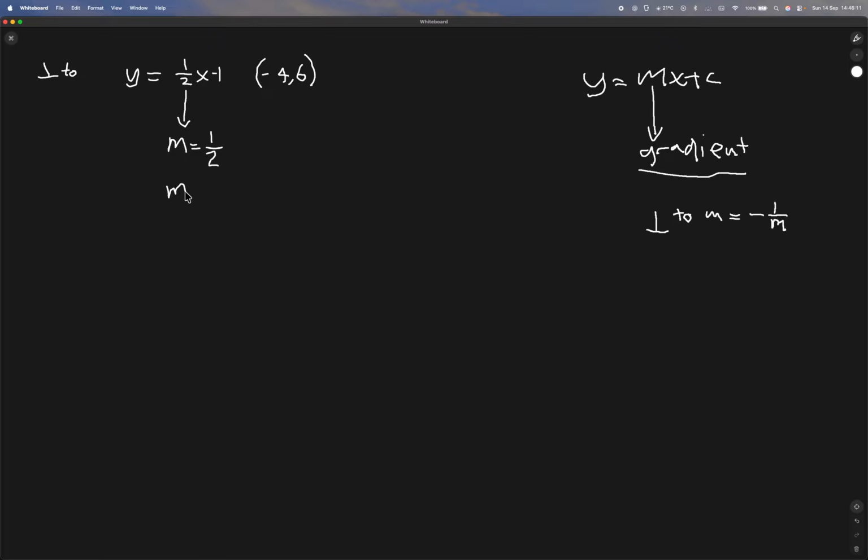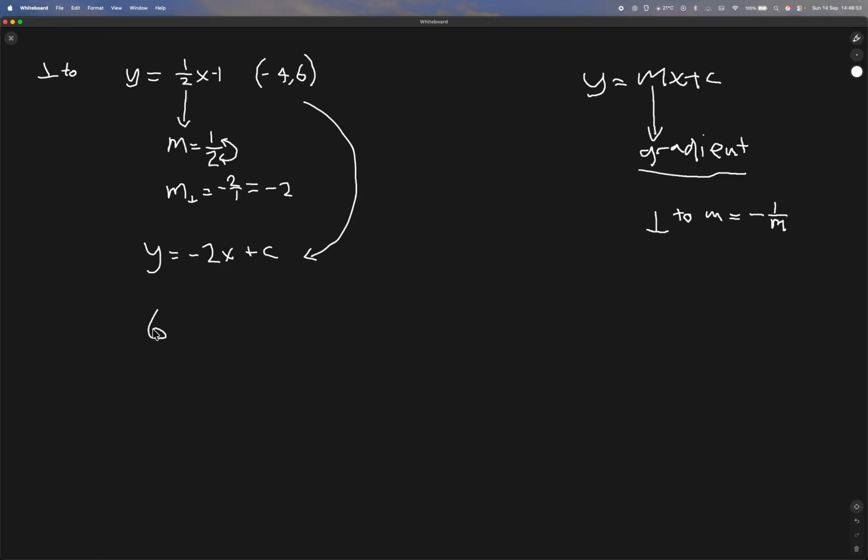So m perpendicular is equal to -2 on 1, because we will swap these two places here. So y is equal to, so -2 on 1 is also equal to -2. So y is equal to -2x plus c.